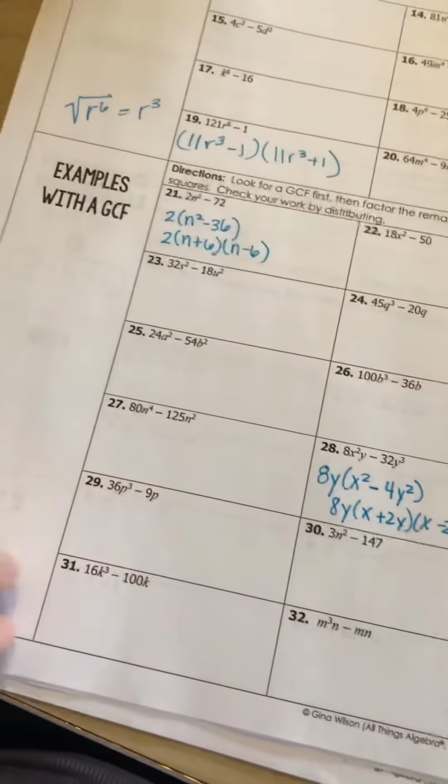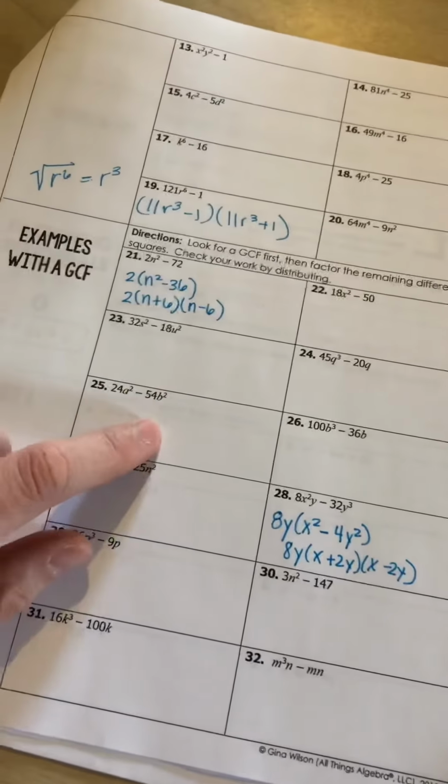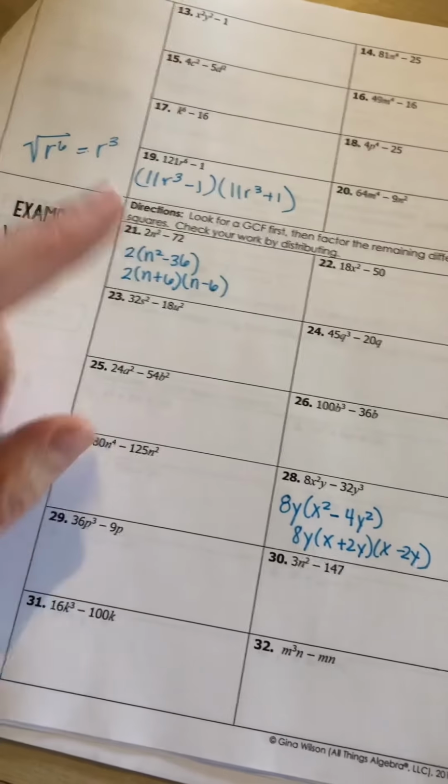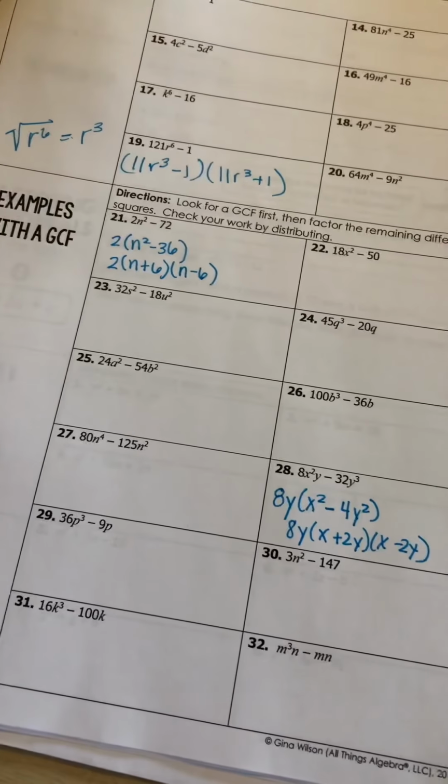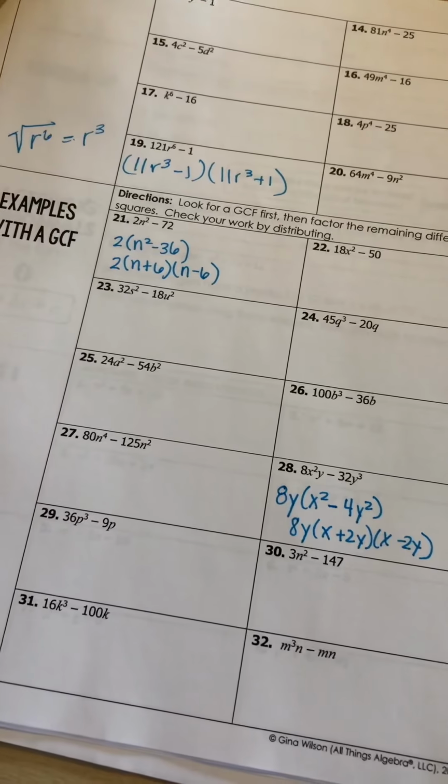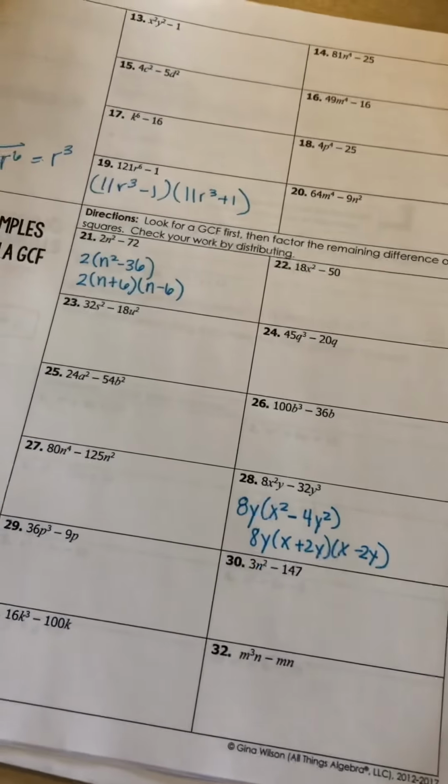All right. Holler at me if you have questions, work through them. Really watch in this one. If you don't get the greatest common factor out in this section, it won't be a difference of squares then. So really watch that you're getting the right factor factored out. All right, good luck, guys.